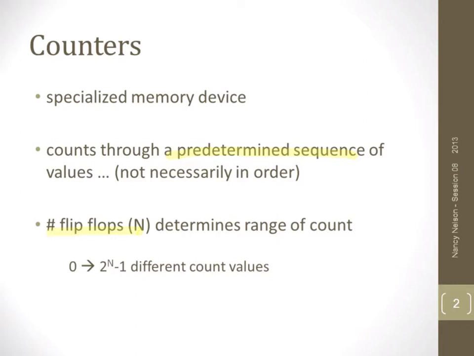So if we have n flip-flops, that means we're going to have 2 to the n different counts, the range being from 0 to 2^n minus 1. So if we have an 8-bit counter, we have a count from 0 to 255.